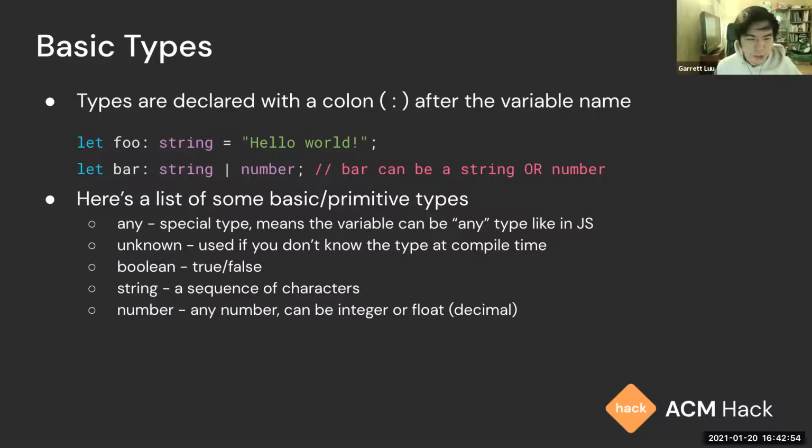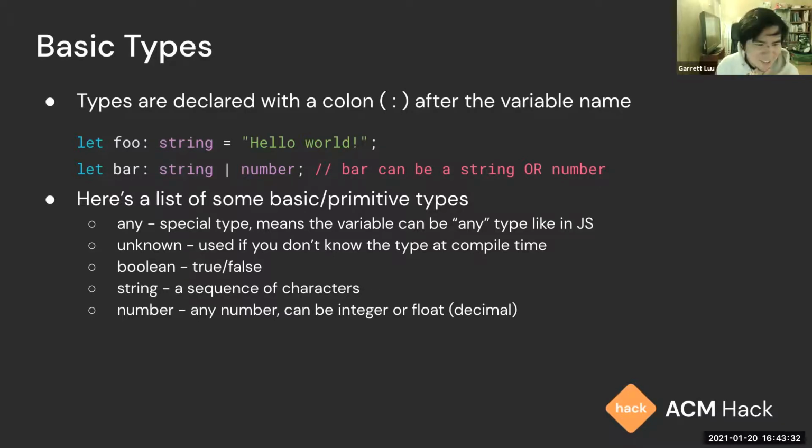So if we don't know what a type is, we can do stuff like this. So here's just a list of basic or primitive types. This isn't a comprehensive list, but this is just the most used. So any, this is the special type that just means that the variable can be any type. So this basically tells the compiler to just treat this like a regular JavaScript variable that you can change and do whatever. Unknown is a little bit different in that it's used if you don't know the type at compile time, but not for you to change the type of stuff.